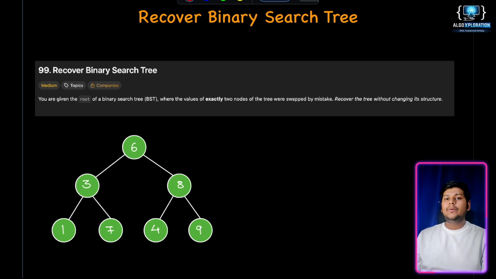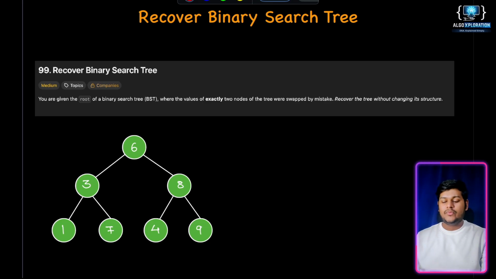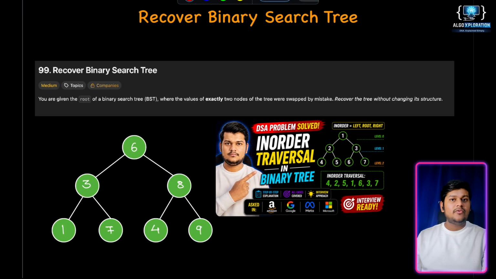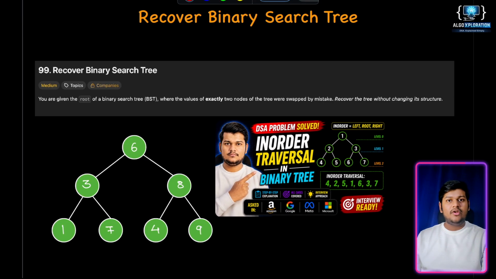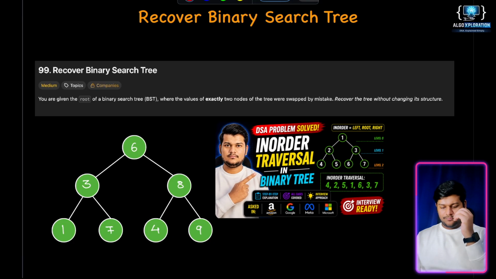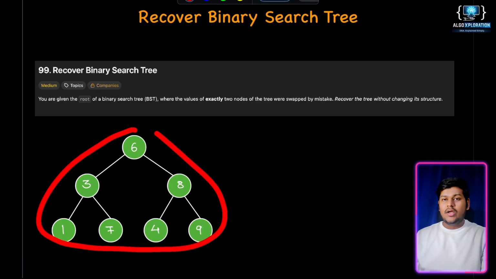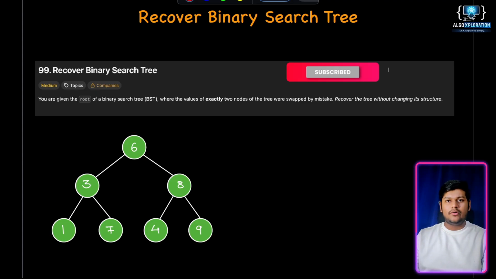Now see, there is a prerequisite for solving this question efficiently. That is in-order traversal. If you don't know what in-order traversal is and how to do it, I have already created a video. The link will be in the description as well as on the I button. You can go watch that video first and then come back. Now, if I do the in-order traversal of a binary search tree, we know that the list will be in sorted order, right?